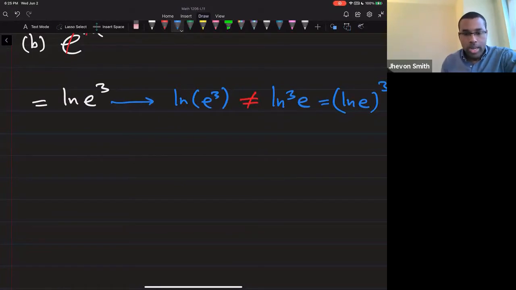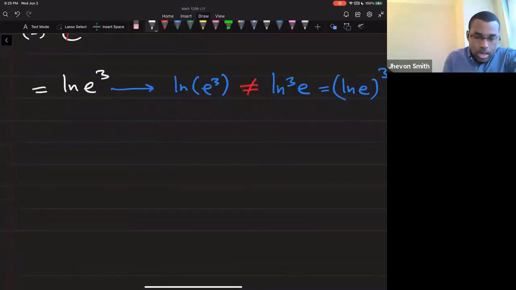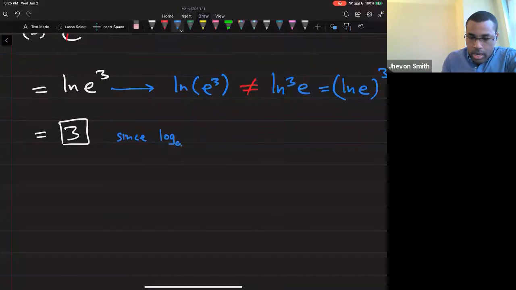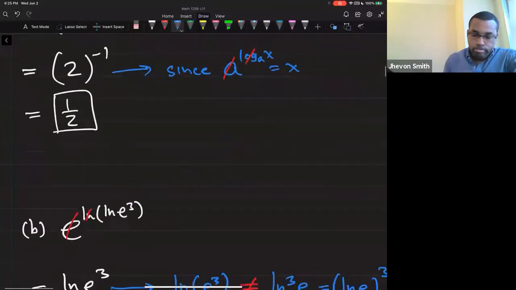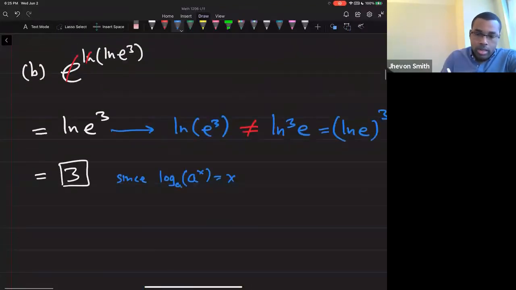Now there are tons of ways we can actually do this as well. We could, this cancels, right? And you get 3, since log to the base a of a to a power is just the power. That's one way you could have done that. Here's another way.